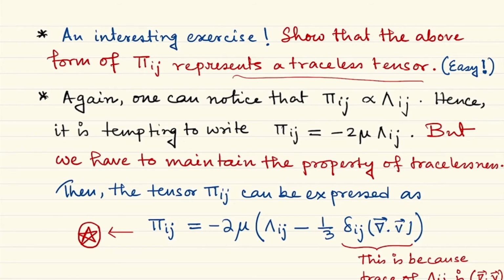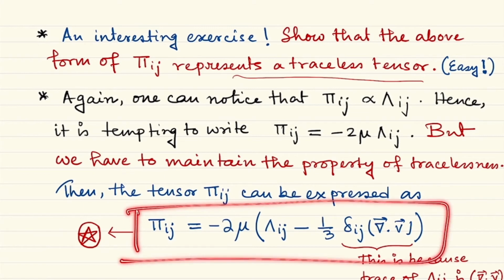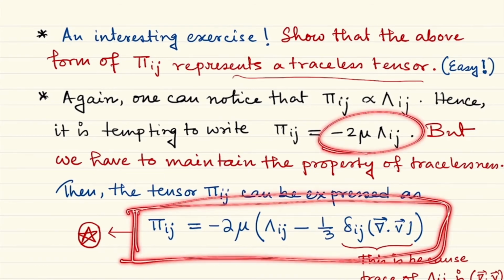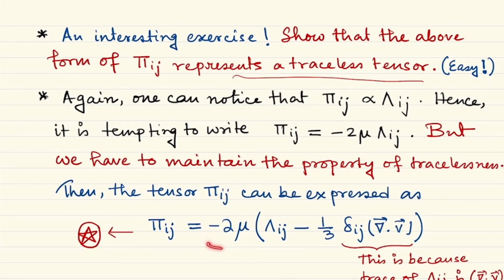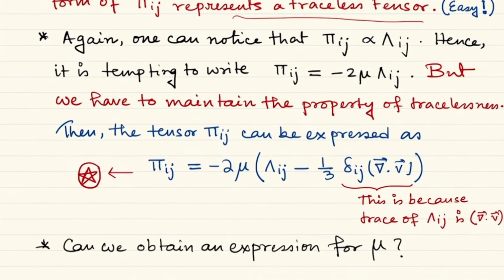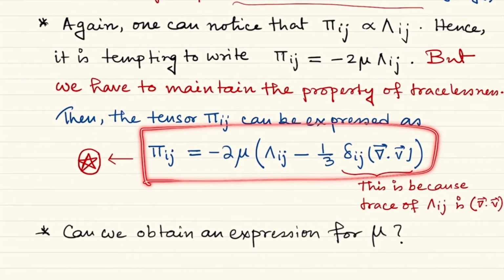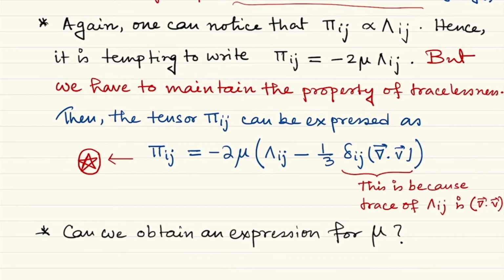For that, the correct way of writing pi ij mathematically is not simply this one but this one. That is, pi ij is equal to minus 2 mu, which is a constant, times lambda ij minus 1/3 Kronecker delta ij times divergence of v. We subtracted this part because we know that the trace of lambda ij is divergence of v. So again, starting from this expression, this is another small exercise for you to check that summation over pi ii is equal to 0.